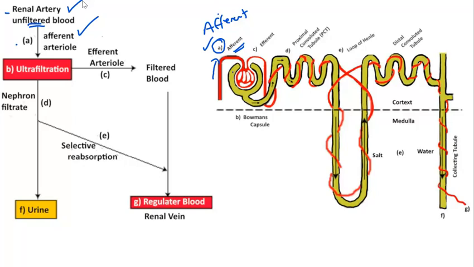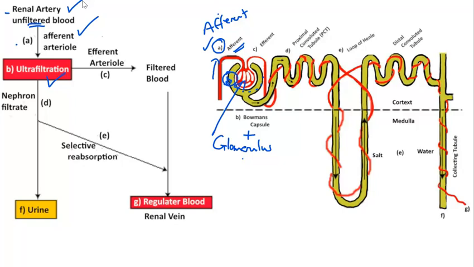Within the Bowman's capsule, the afferent blood vessel begins to form a tightly knotted blood vessel. This structure here, I'll just label this individually, is known as the glomerulus. And it's the combination of the glomerulus and the Bowman's capsule that creates our filtration unit and a process which is known as ultrafiltration, which is at section B, which is here.